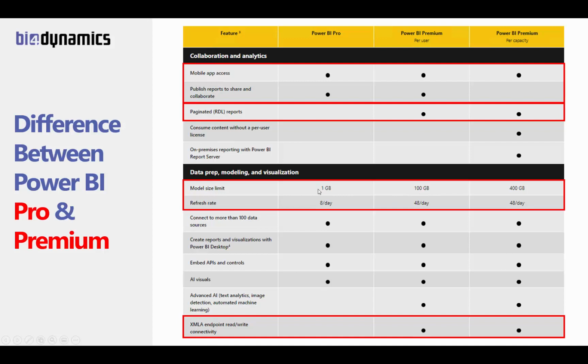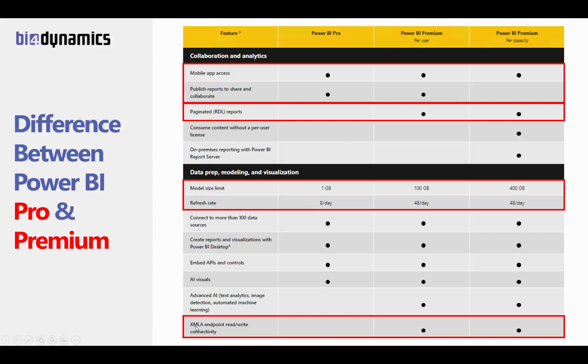This will force the modeling effort to be not as granular as you like to do, but a lot of effort in aggregation so that you get the model compact enough to be able to be published. The refresh rate is 8 times a day, and here it is 48 times a day. For us, very important is that we can publish the tabular model.